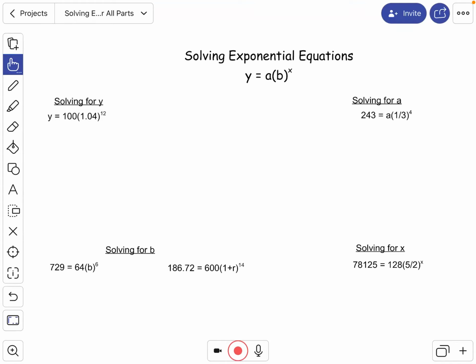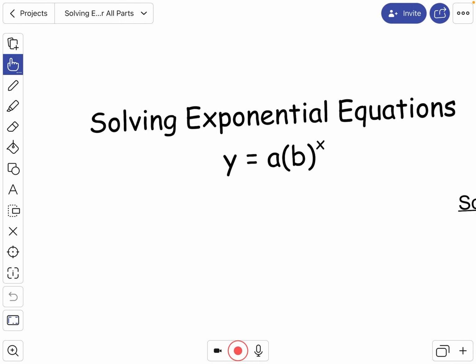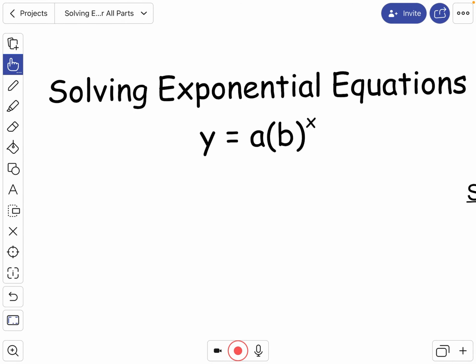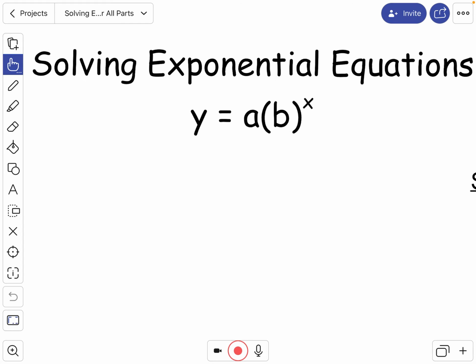So here we're going to talk about solving exponential equations. We've got a few examples we're going to run through. So this is going to be our title, but let's talk about what each part of this exponential equation means.